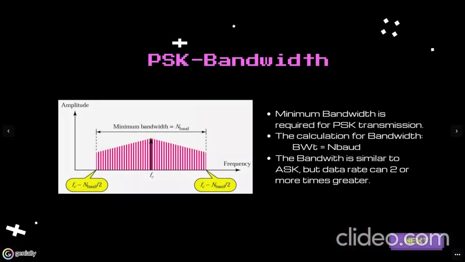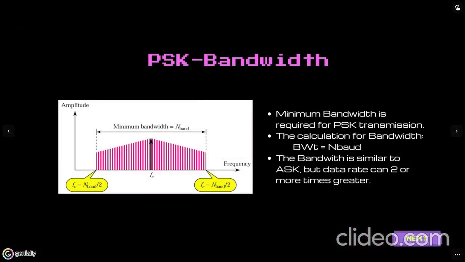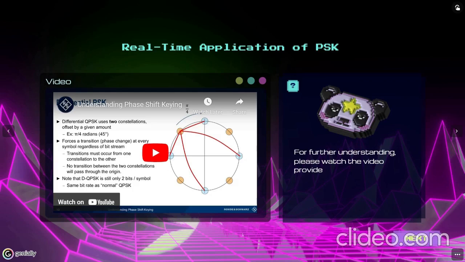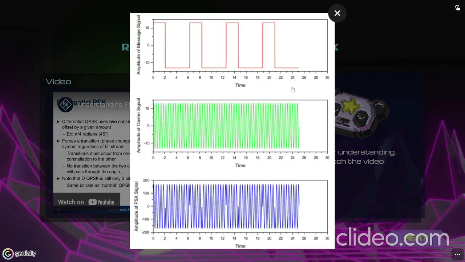Alright, the bandwidth of PSK. The minimum bandwidth required for PSK transmission is the same as the minimum bandwidth required for ASK transmission. The calculation for bandwidth is equal to N baud, which is the value of the baud rate. And the bandwidth is similar to ASK, but the data rate can be 2 or more times greater. Before I show you a real-time application for PSK, here is an example of the waveform for PSK.